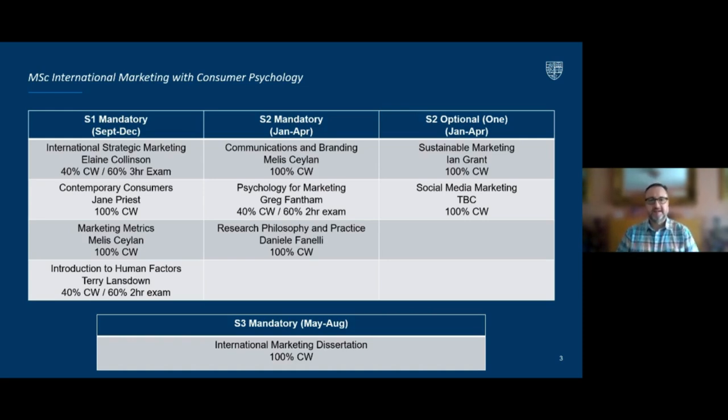As with the non-consumer psychology students, you would also do a dissertation in semester 3, exactly the same structure, but yours would look at not just international marketing, but an element associated with consumer psychology. So it would be related to your degree title. But apart from that, it's exactly the same principle and structure.